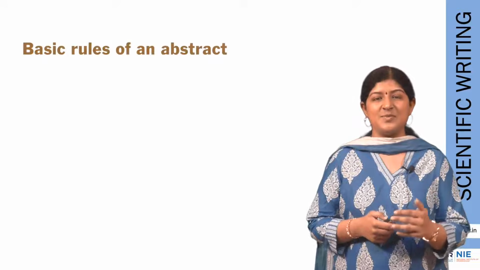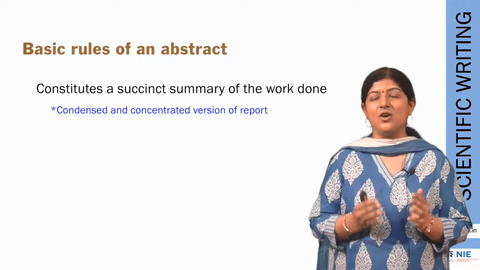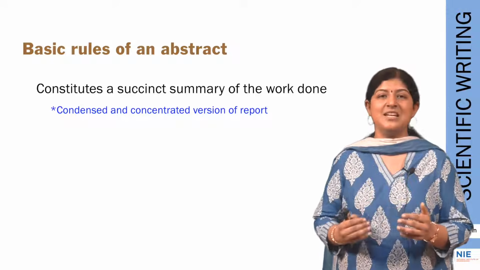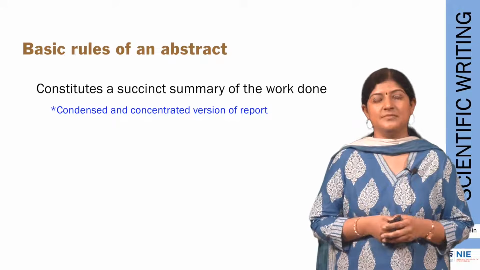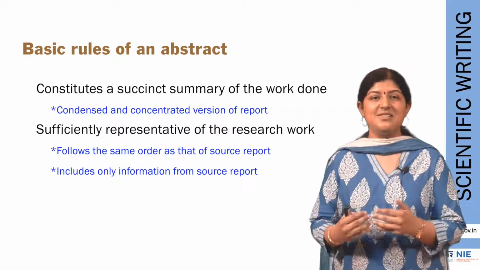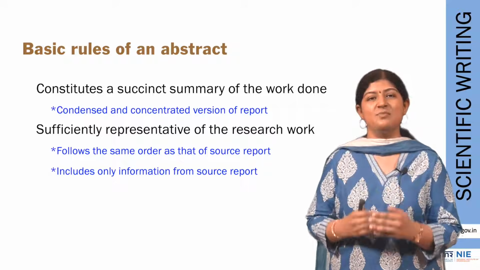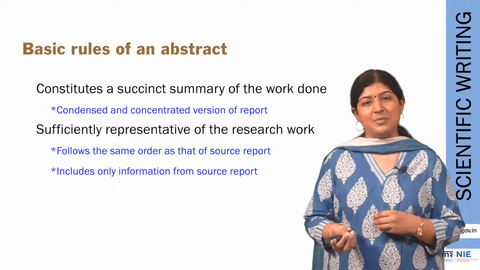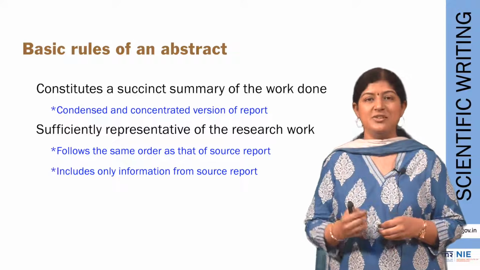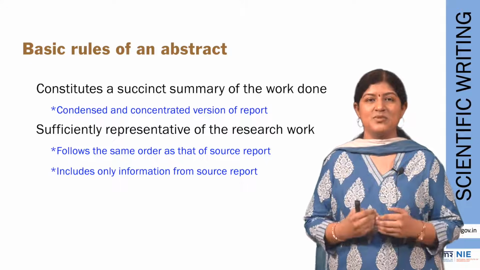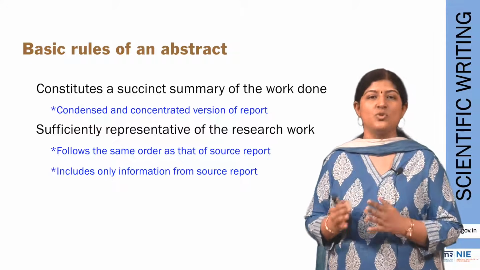What are the basic aspects of an abstract? An abstract is a gist or a condensed and concentrated summary of the detailed research work that you have written up in the form of a report or a manuscript. The abstract should be consistent and should be in line with the detailed report or manuscript that you have written, by which I mean that your abstract should follow the same order of information that goes on in your detailed manuscript, and it should also include information only from the source report.